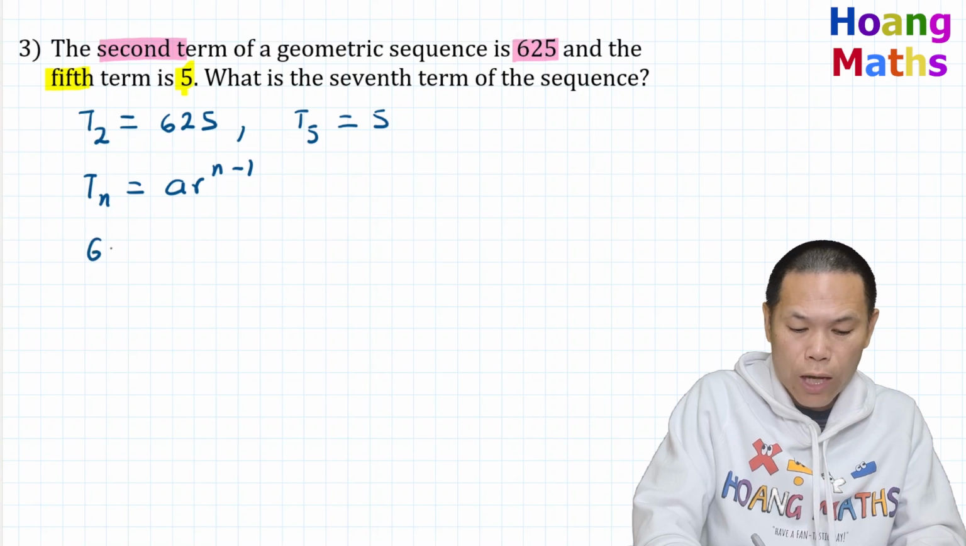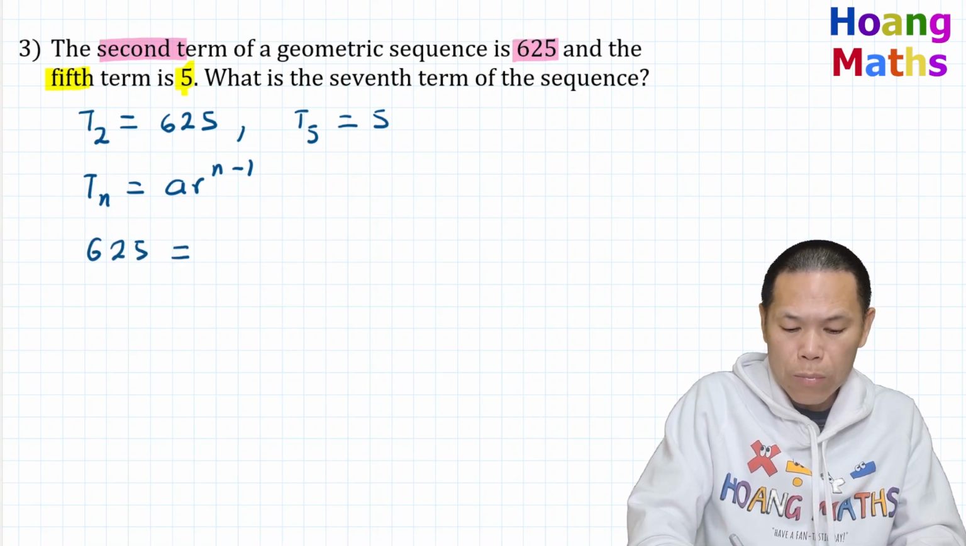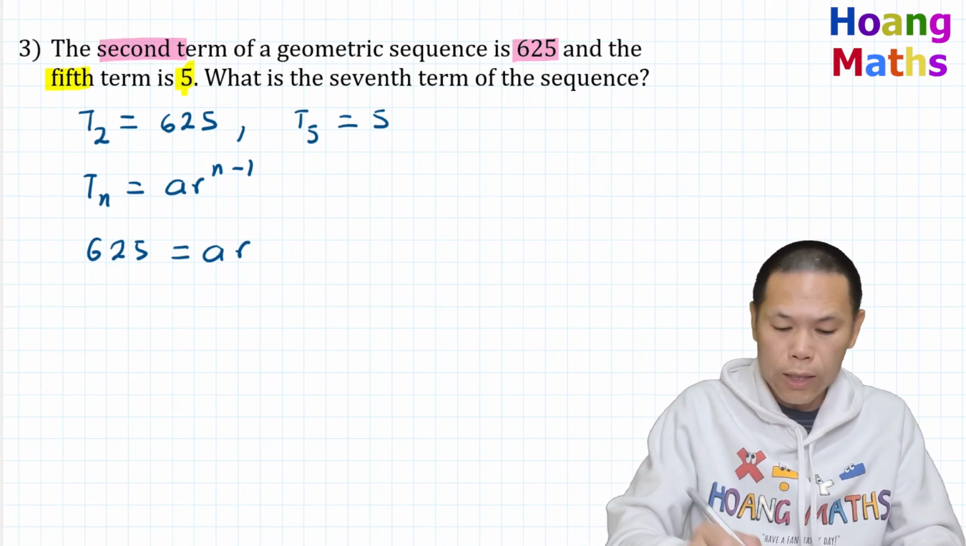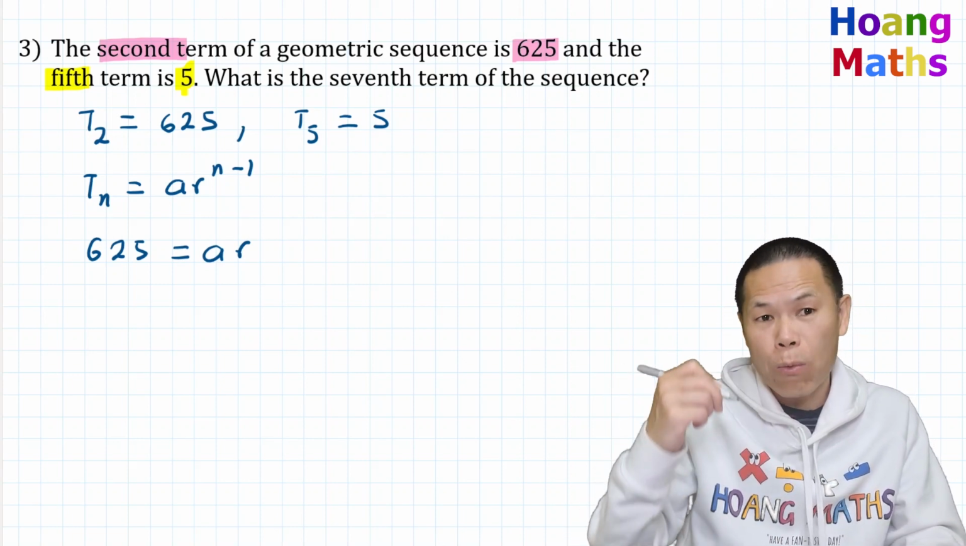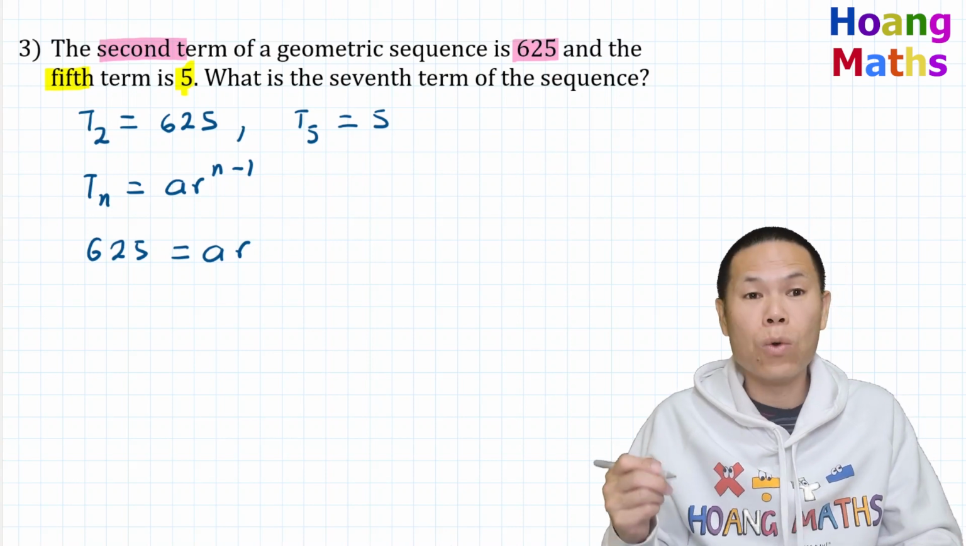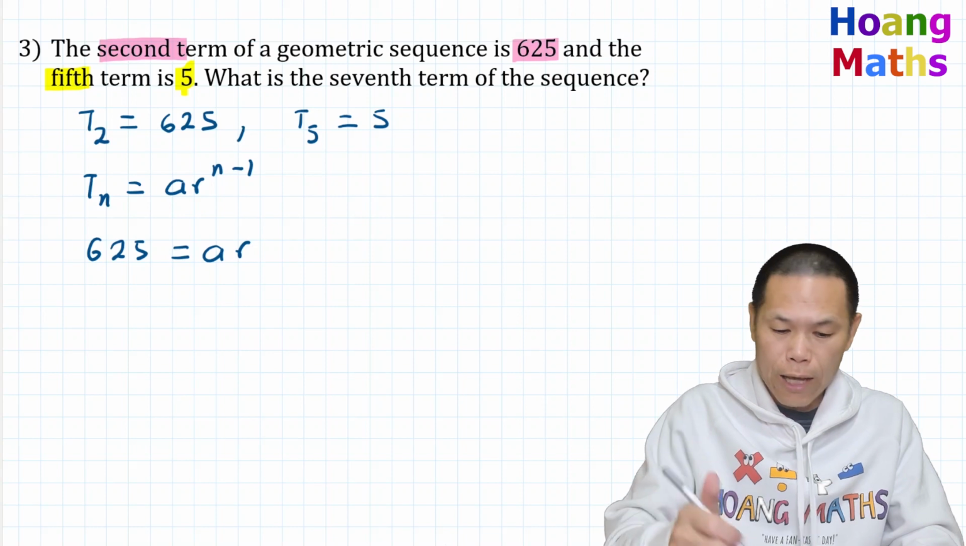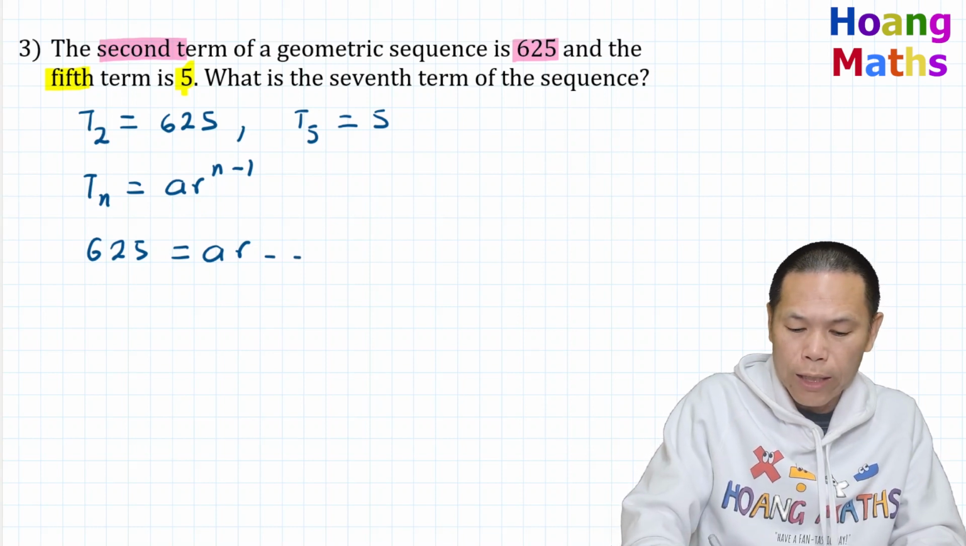So 625 will give me AR in term 2. So 2 minus 1 is 1, R power 1. So R power 1 is R. So in other words, 625 is equal to AR. Now, name this equation number 1, okay?